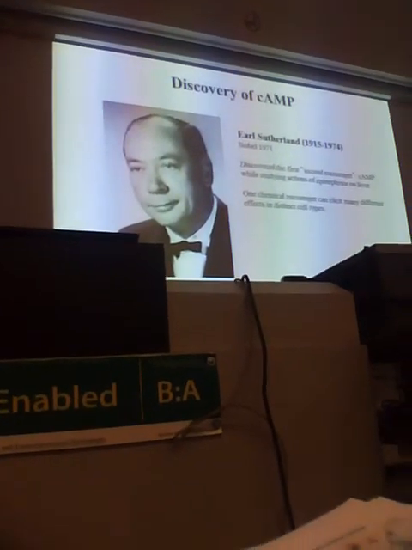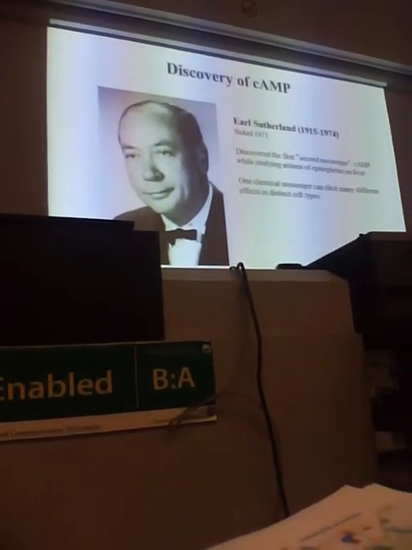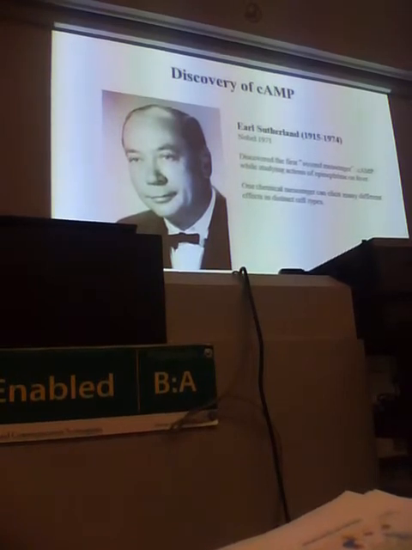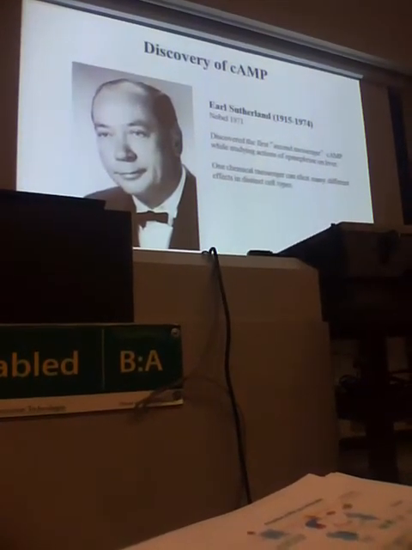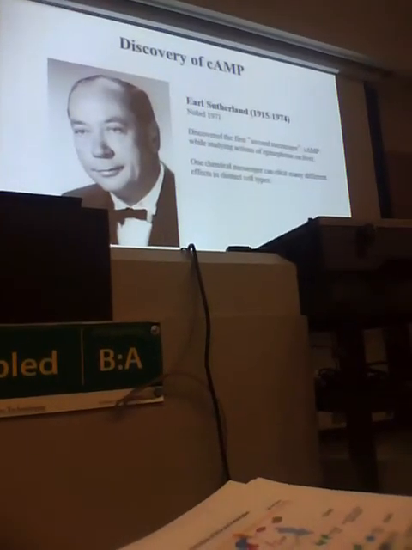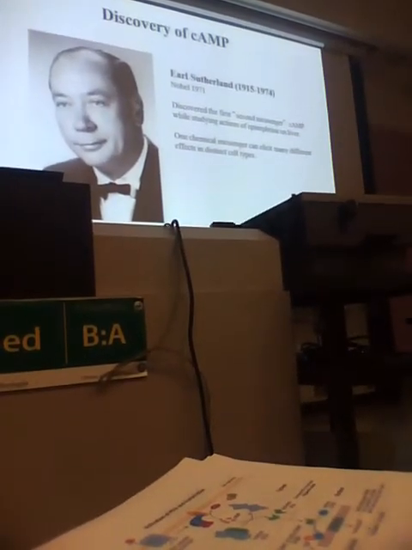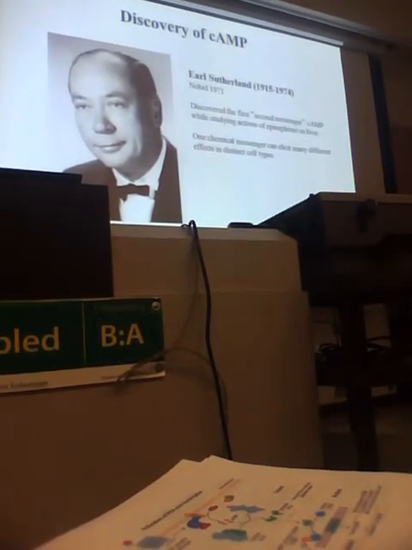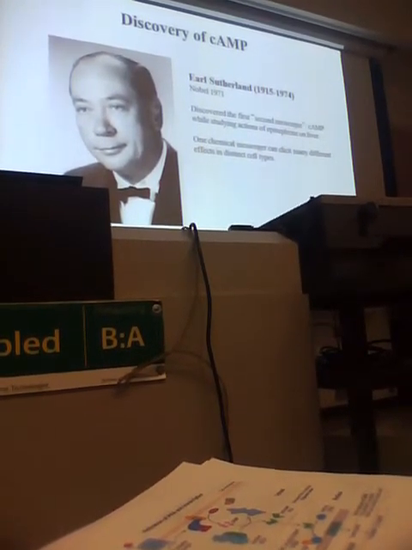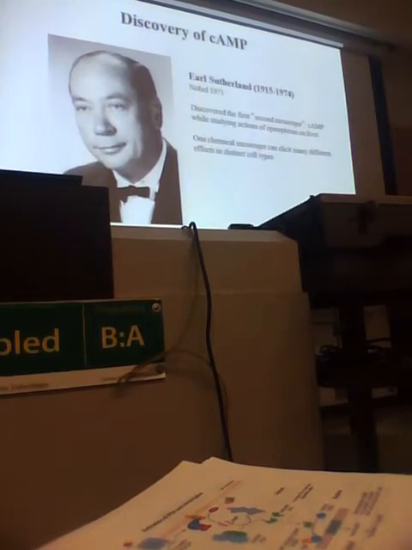The man who discovered the first second messenger, historically the first second messenger, cyclic AMP, is Earl Sutherland. And since then, cyclic AMP has been shown to be important not just in nerve cells, but in practically every eukaryotic cell, apart from red blood cells, particularly cells that secrete hormones, endocrine cells.